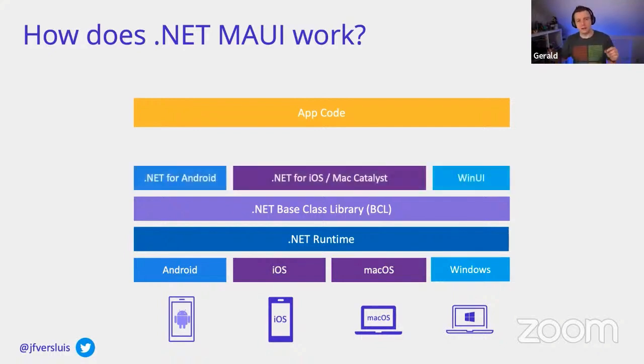Then on top of that, we have .NET for Android, .NET for iOS, Mac Catalyst, and WinUI. And .NET for Android and .NET for iOS, you might know by the names Xamarin.Android and Xamarin.iOS. Those are the old names.